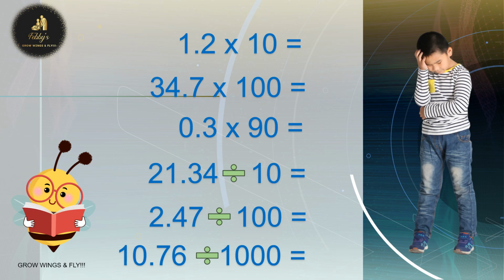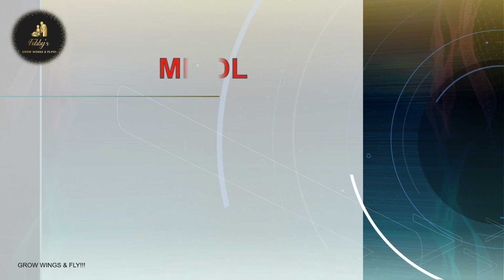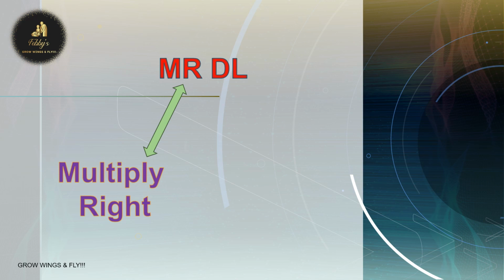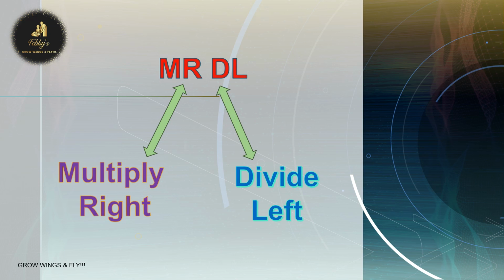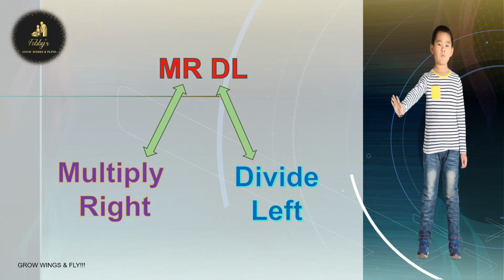No problem, Mr. Febby said. Let me introduce you to the concept of Mr. DL. Mr. or MR stands for multiply right. DL will stand for divide left. Whoa, hold on. What are you talking about, Mr. Febby? Mr. DL, multiply right, divide left. I don't understand. Hold your horses, Mr. Febby said. Let's learn them.